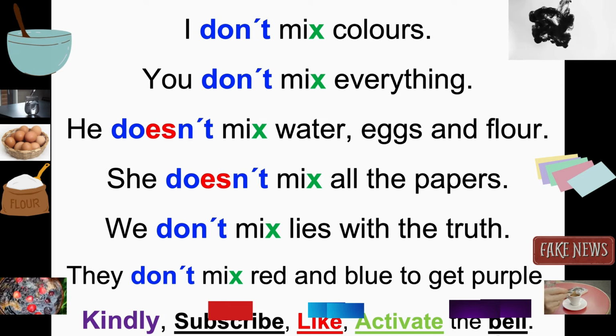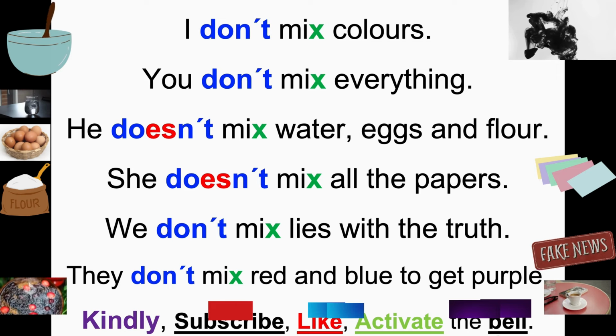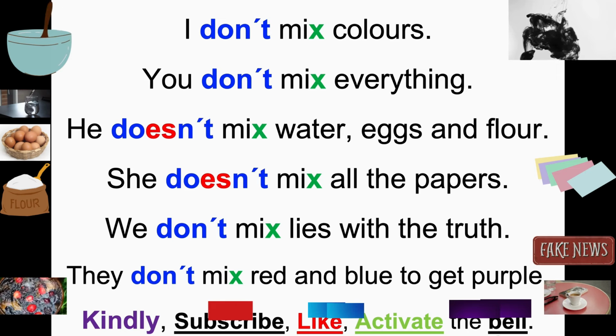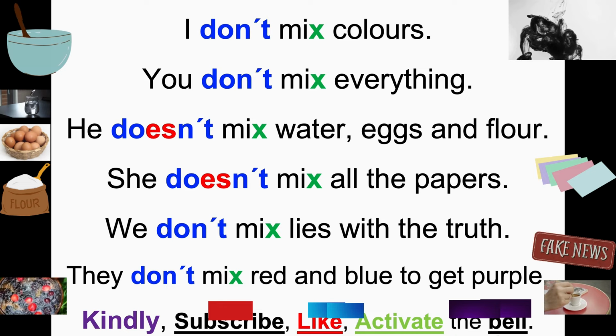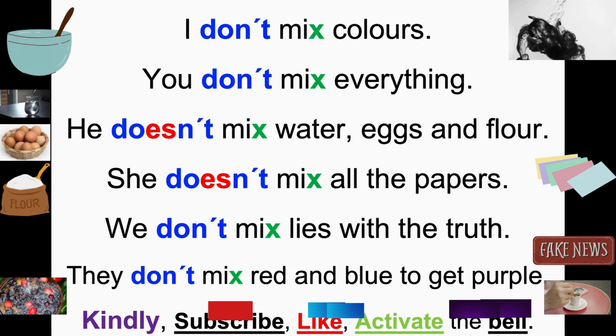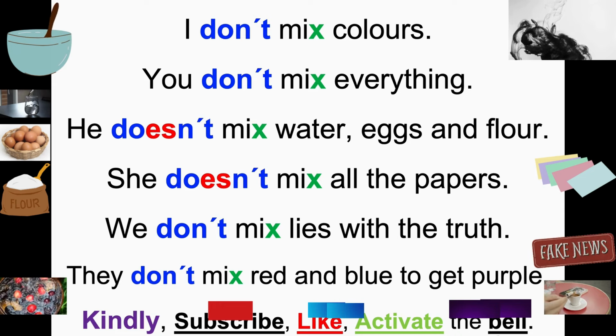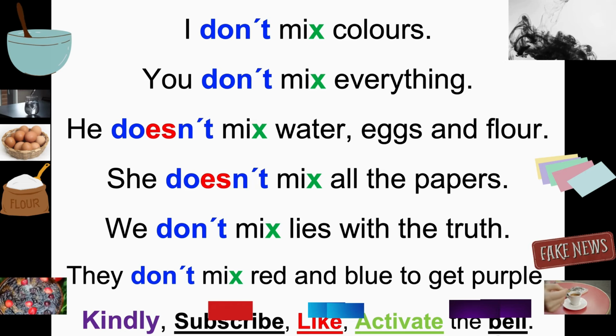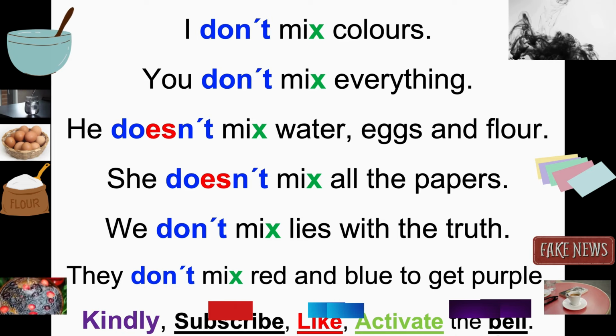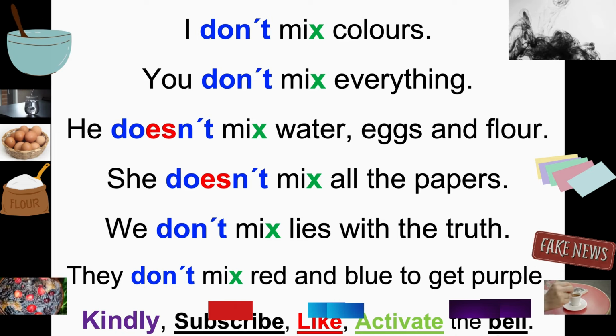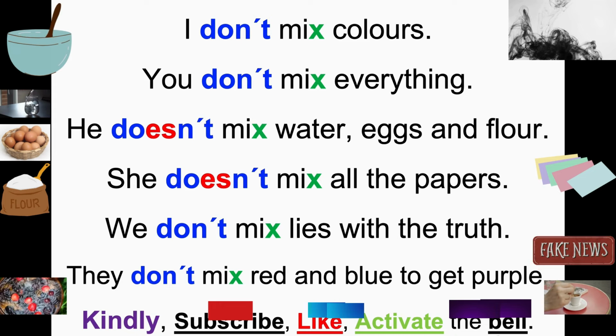As you see, with I don't mix, you don't mix, we don't mix, they don't mix, the verb doesn't change. And with he doesn't mix, she doesn't mix, also the verb doesn't change. So what is important is just to put doesn't with he and she. The verb in the negative doesn't change. Let's see the question form.